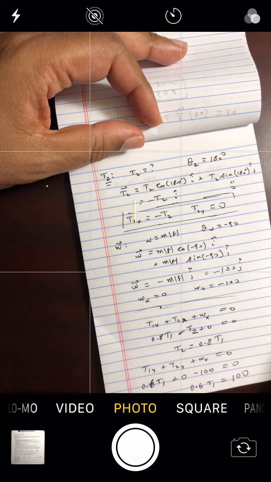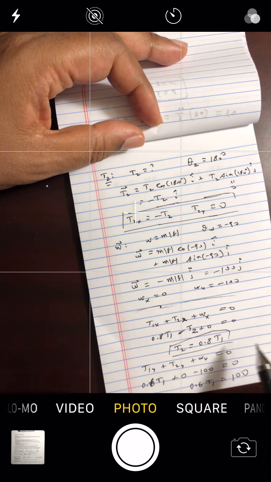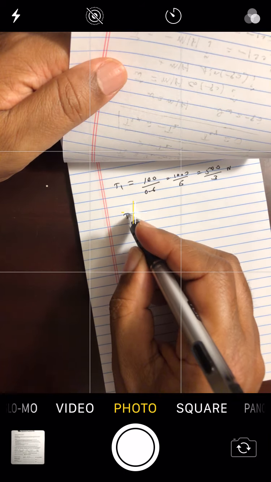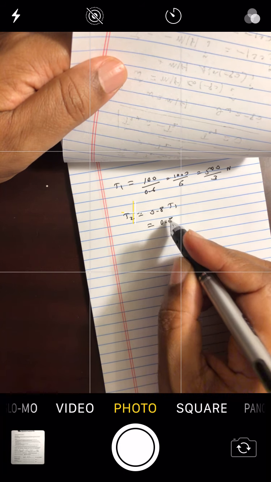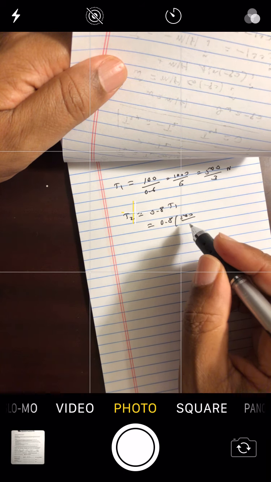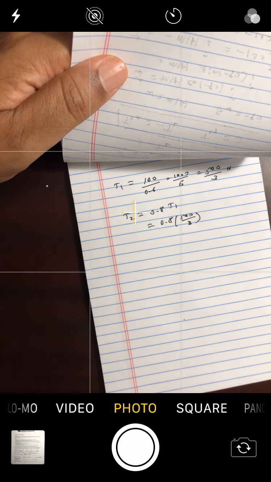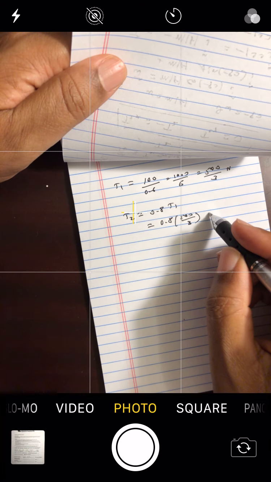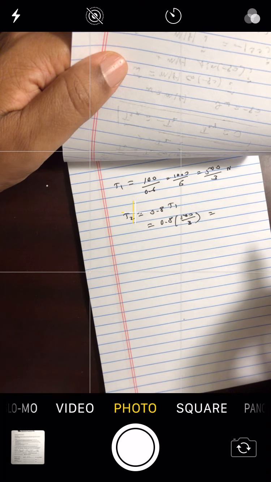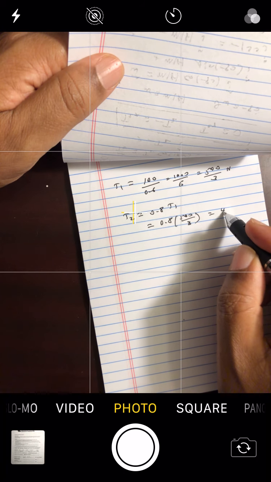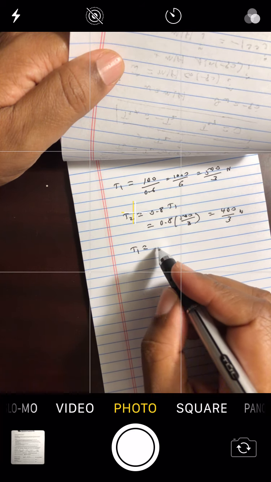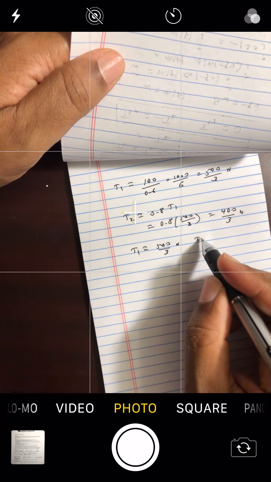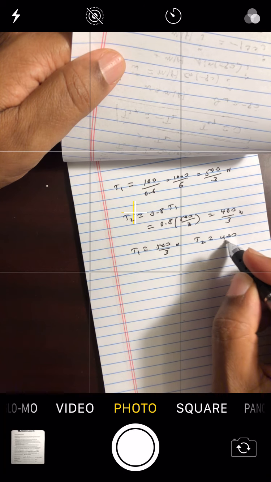Okay, and then we have this equation over here, T2 equals 0.8 T1. So T2 equals 0.8 times 500 over 3. So this is 8 times 50, that's 400 over 3. 400 over 3 newtons. Okay, so we have the solution. T1 is 500 over 3 newtons, and T2 is 400 over 3 newtons.